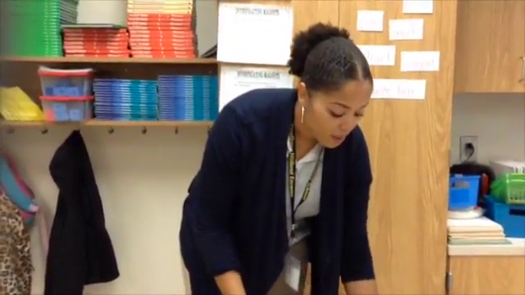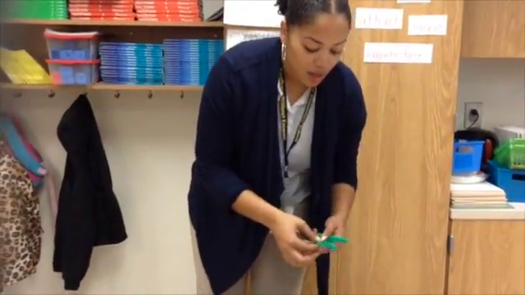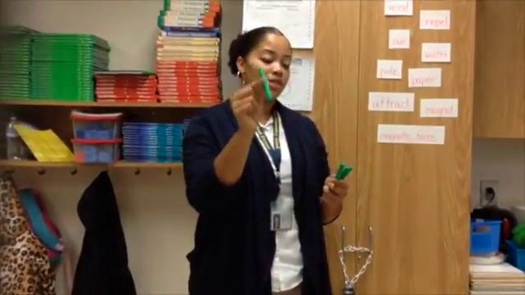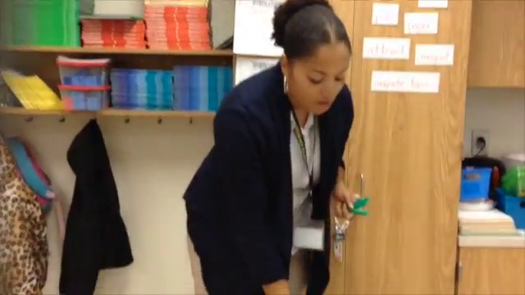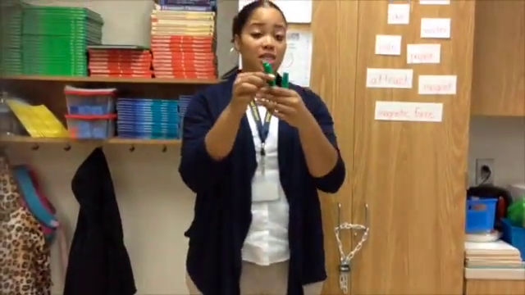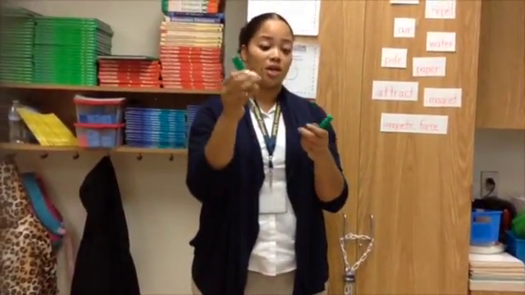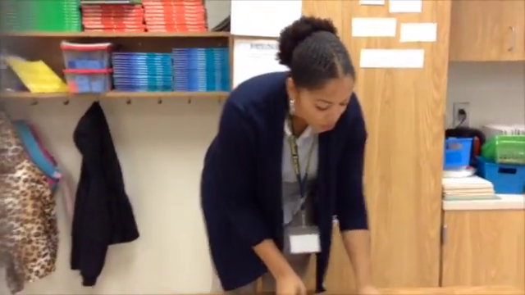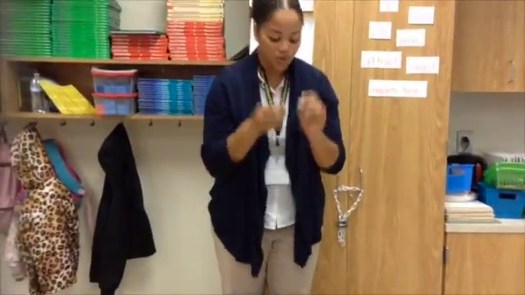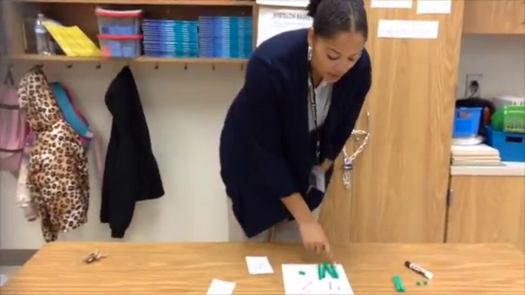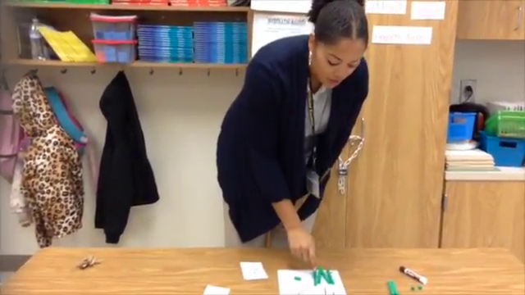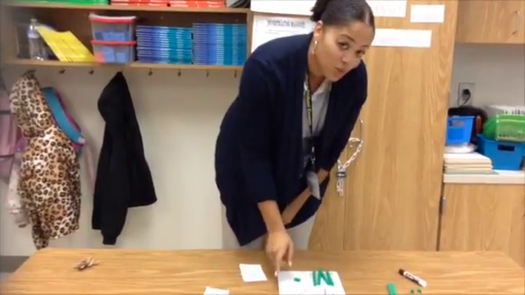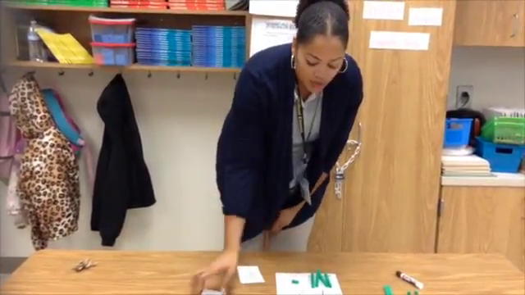For base 10 blocks, they should know that this represents 10. So if I have 4 tens, I need 4 ten sticks: 10, 20, 30, 40. And I need 2 individual ones: 1, 2. So when they count 10, 20, 30, 40, and add 2 more, 41, 42, they know that this represents 42.